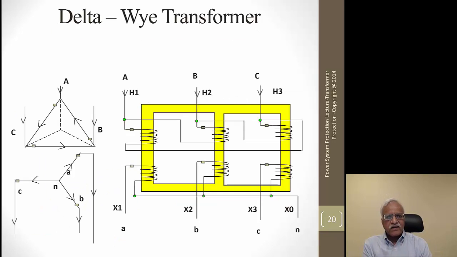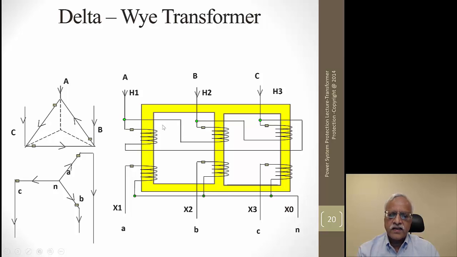Now let's look at the phase angle relationship, how it is taken care of in the transformer protection. Let's take for an example a delta-wye transformer, a three-limb core transformer, and on each limb there are two windings. One is the primary winding, and one is the secondary winding. And this is for the A phase, B phase, and C phase.